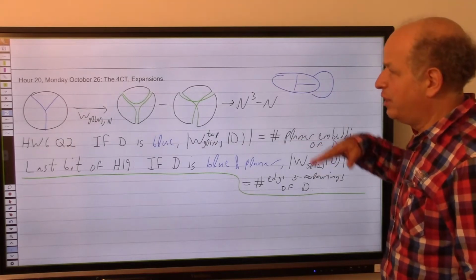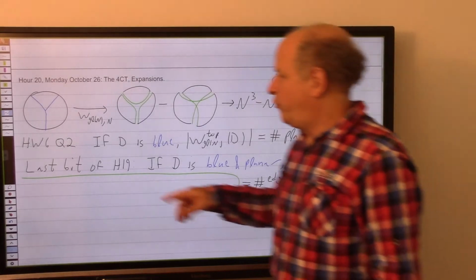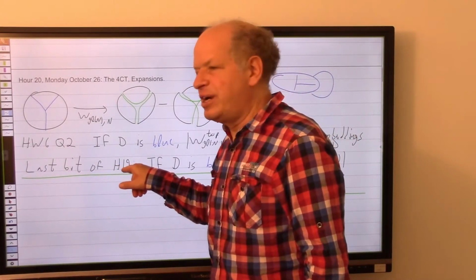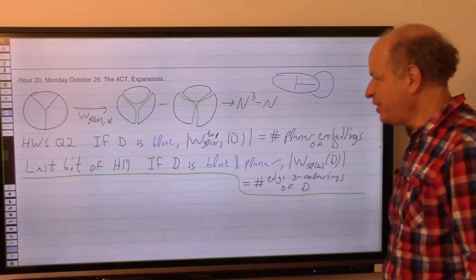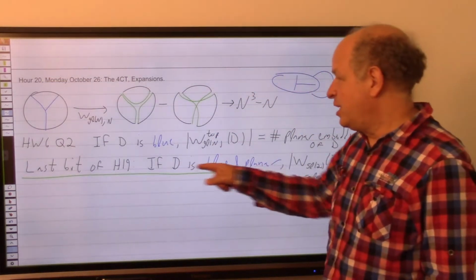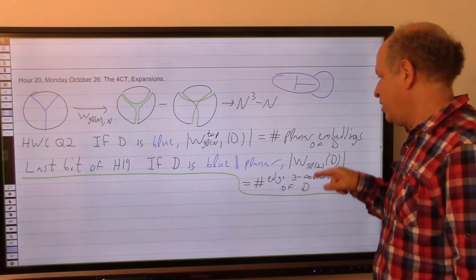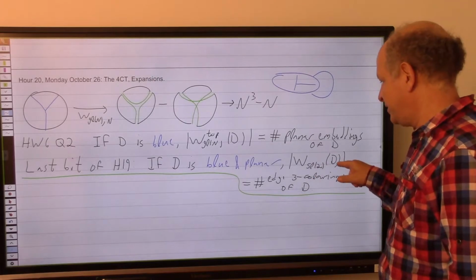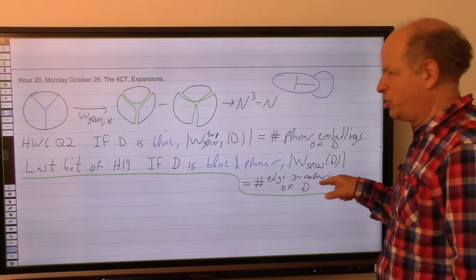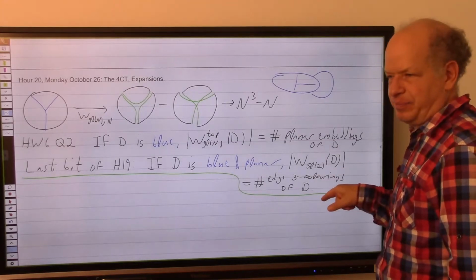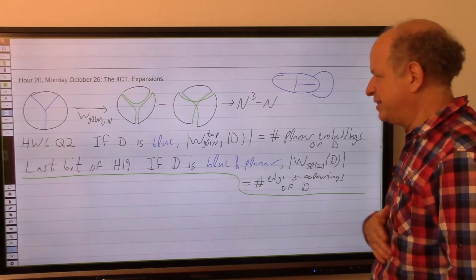So that's the homework. And then let me also review the last 1 minute of hour 19, so the previous hour, we're now in hour 20. So if D is a blue diagram and it is also planar, then its evaluation in SL2 is the number of edge 3 colorings of D, up to a sign. So briefly, why was this true?